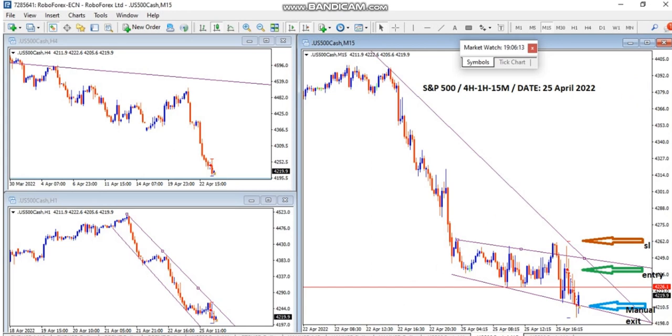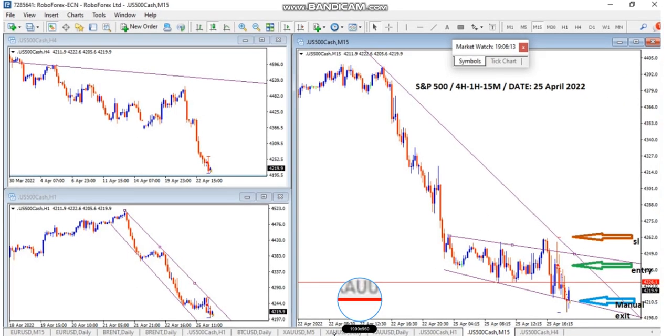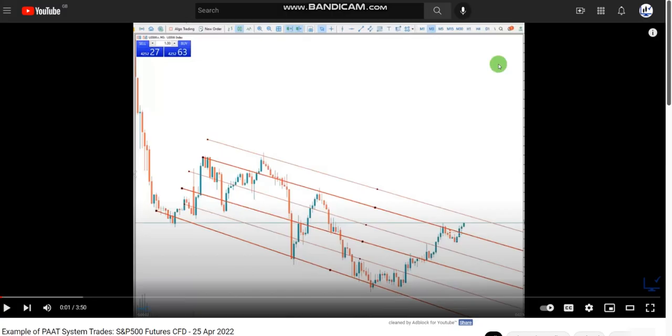I hope these trades are useful for you to see the application of PAAT. Also Sam shared another trade that he took early morning Sydney time. I think it was on S&P 500 CFD, and it took this short trade here and reached the target.